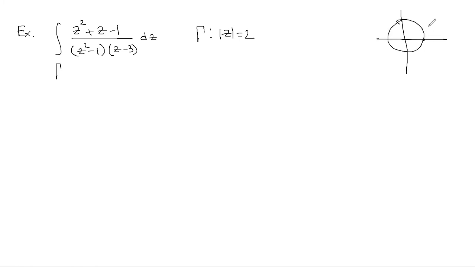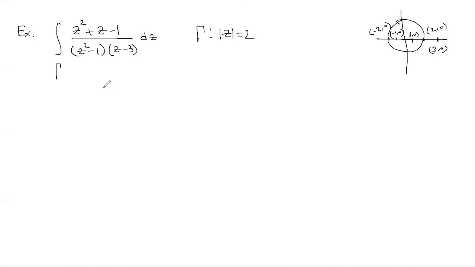This is the point 2, 0, minus 2, 0. Here we have a point 3, 0. Here we have 1, 0, and minus 1, 0.